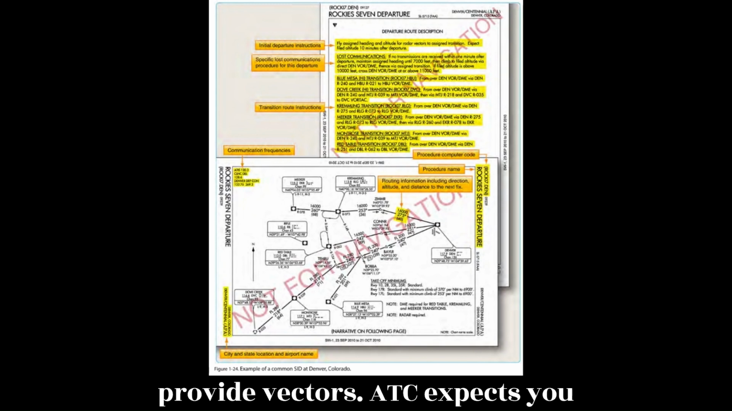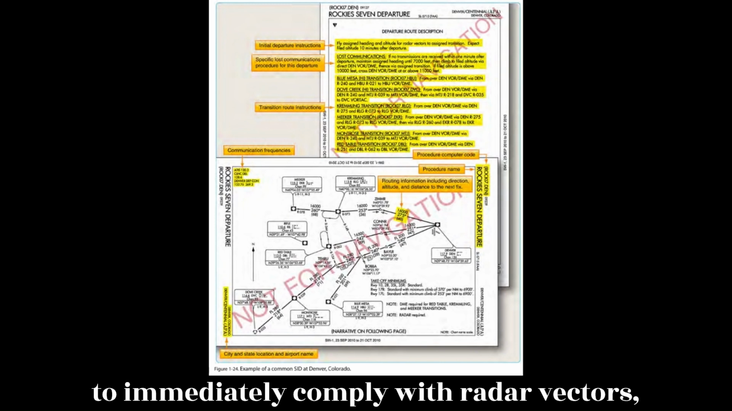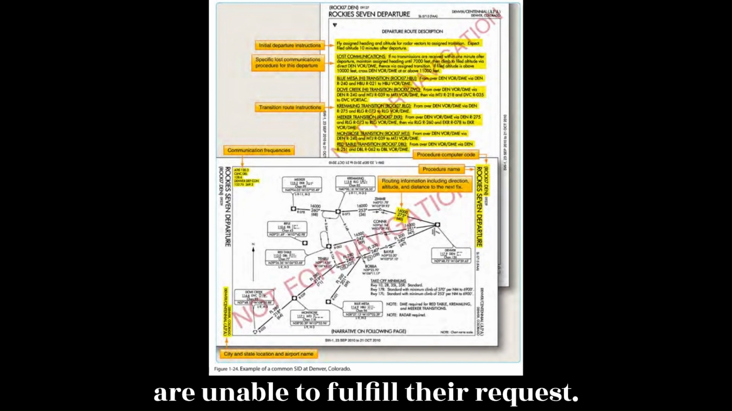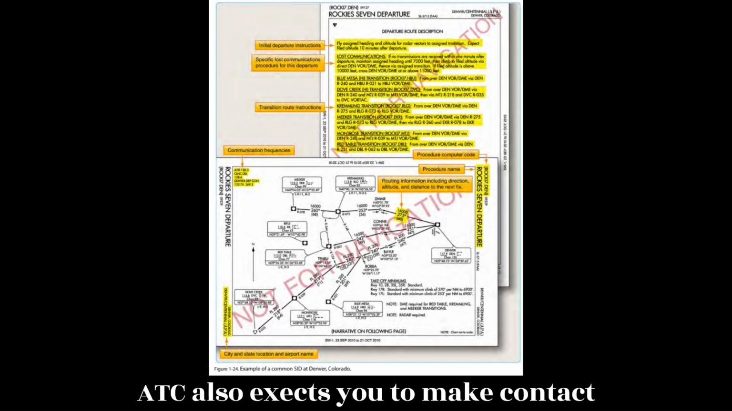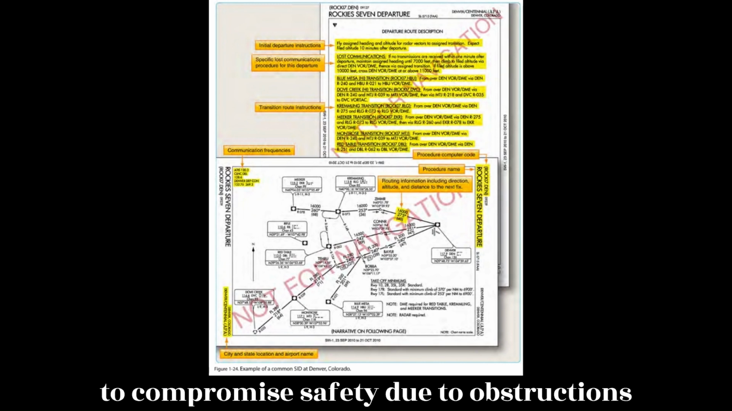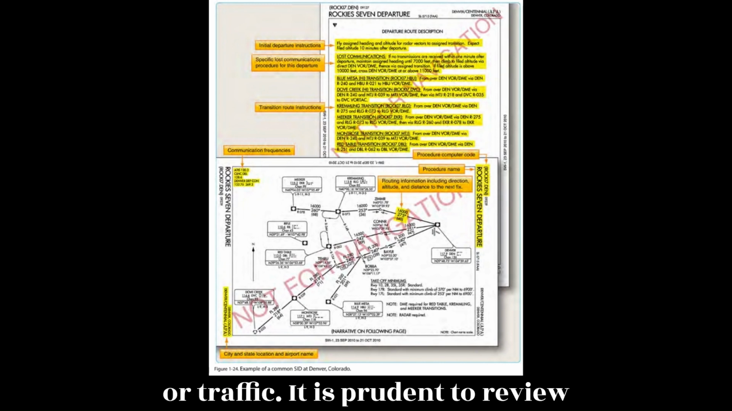ATC must have radar contact with the aircraft to be able to provide vectors. ATC expects you to immediately comply with radar vectors, and they expect you to notify them if you are unable to fulfill their request. ATC also expects you to make contact immediately if an instruction causes you to compromise safety due to obstructions or traffic.